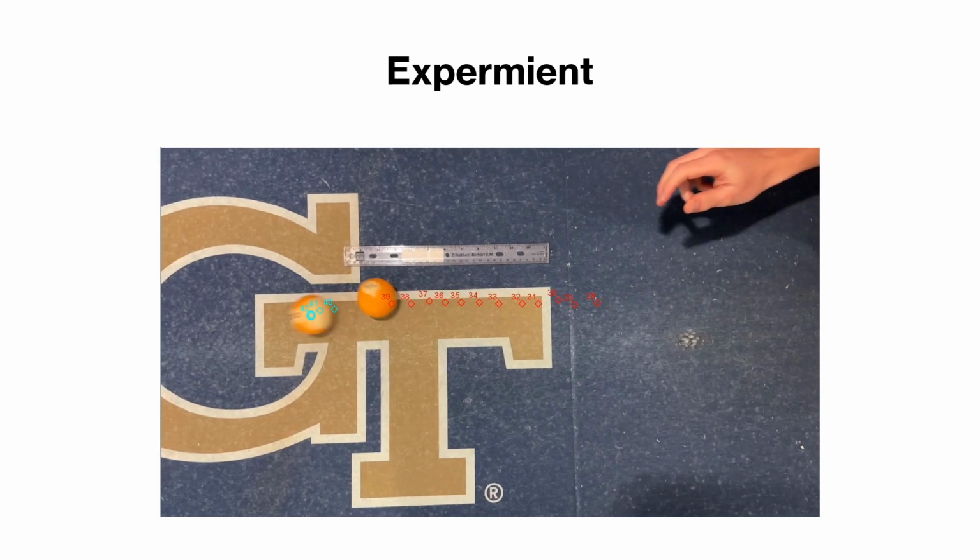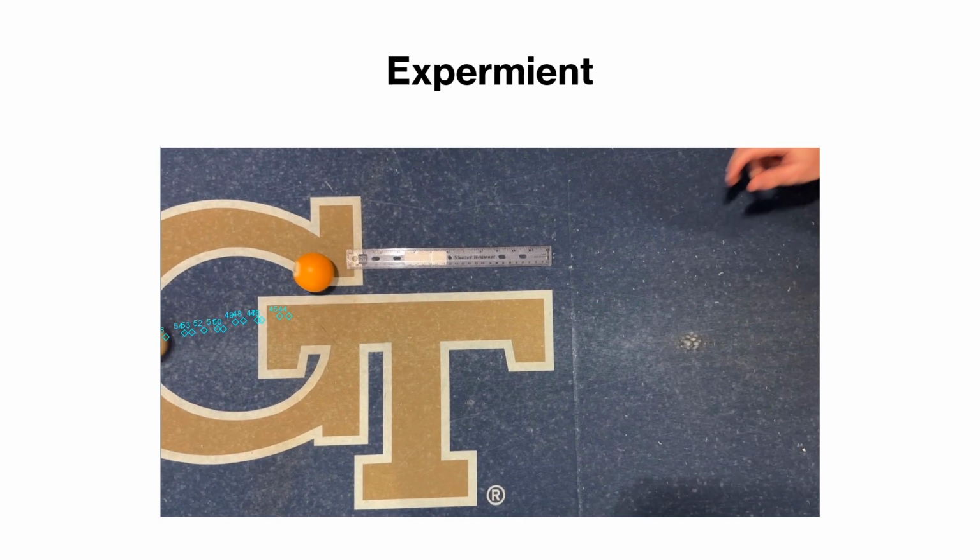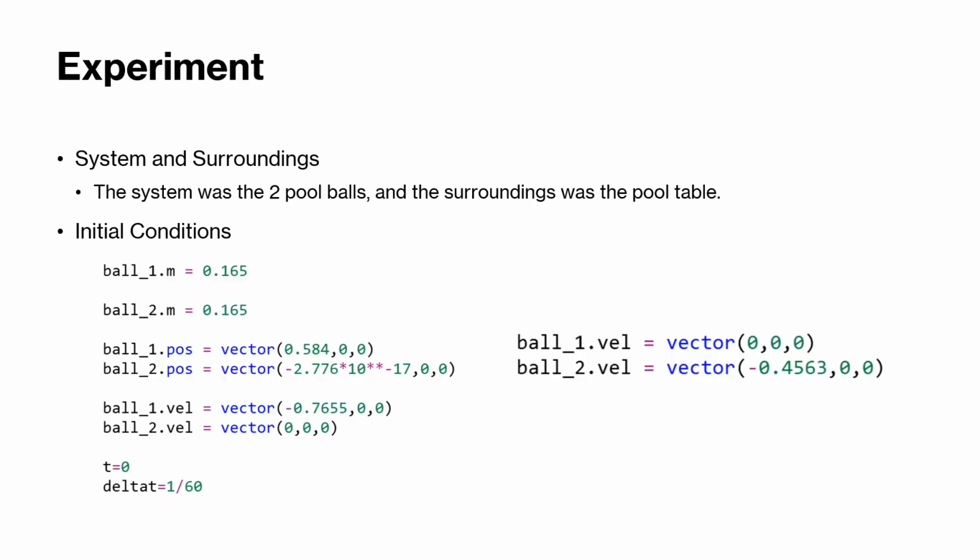This is a video of our experiment. In our experiment, the system was the two pool balls and the surroundings were the pool table.